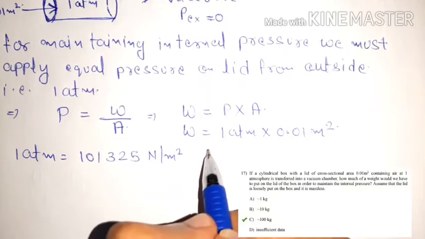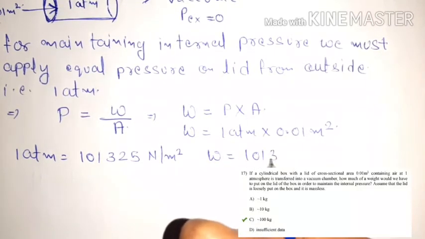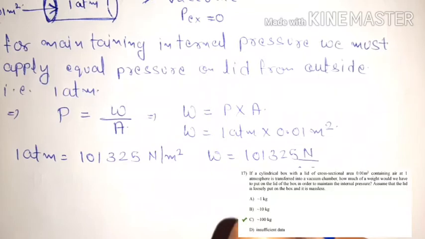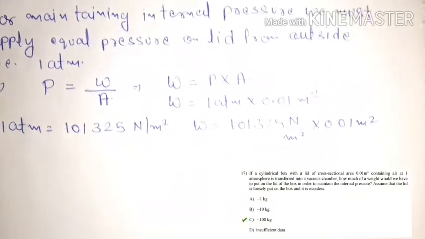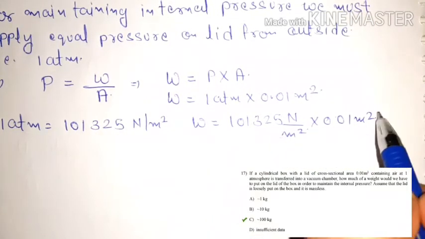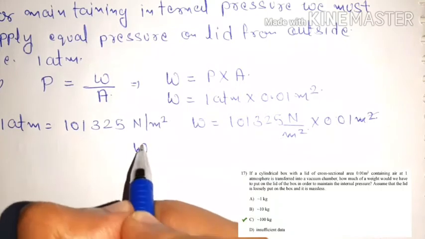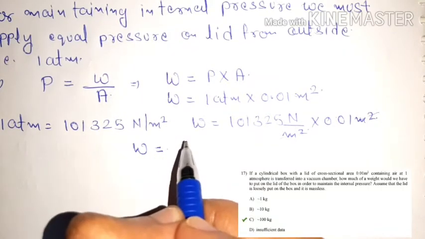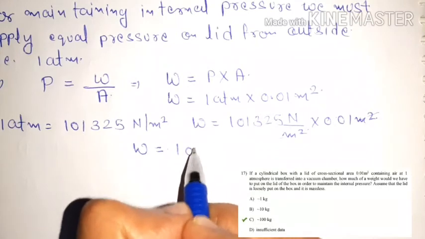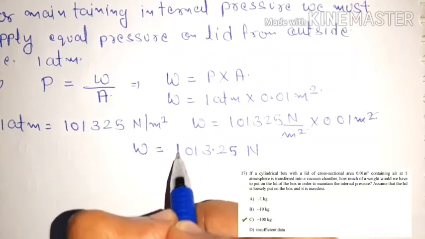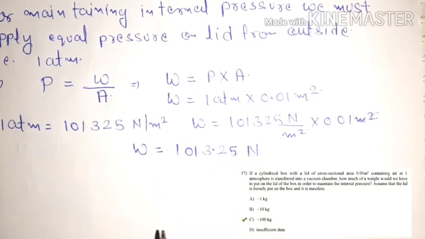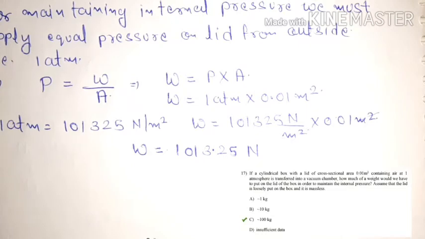So the weight is 101325 Newton per meter square into 0.01 meter square. Here this meter square will be cancelled out by this meter square. So ultimately we have the value of weight as 1013.25 Newton. This is the weight. 1013.25 Newton weight required. But in the question, when you see in the options the weight is in kilogram.